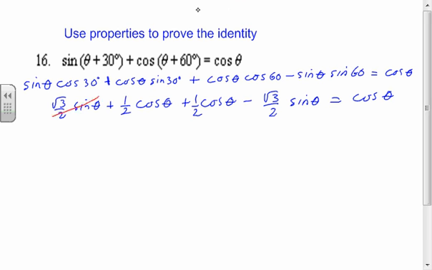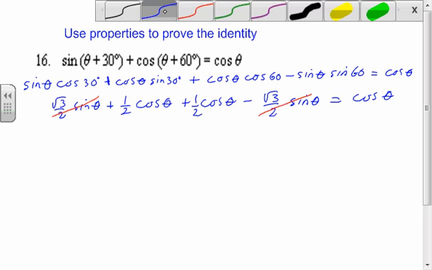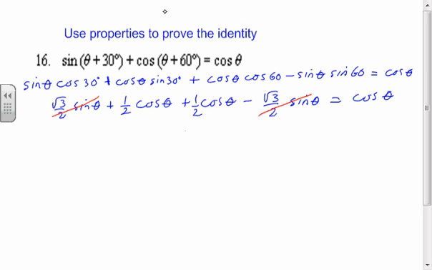So that cancels with that. 1/2 plus 1/2 is 1/2. So I've got 1/2 cosine theta plus 1/2 cosine theta. That is equal to cosine theta. So that is equal to cosine theta equals cosine theta.